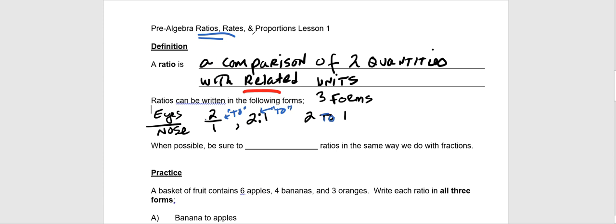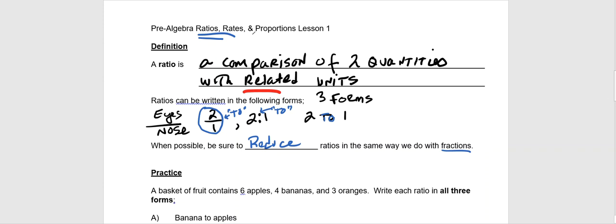The most common way is probably in fraction form because it allows us to more mathematically compare ratios to each other. So our default is typically going to be in fraction form. So as a result, just as we can view a ratio in fraction form, we can treat it like a fraction. So if we can, we want to make sure to reduce. You can see 2 to 1 is already reduced, but let's say it was 4 to 2. I could reduce that down to 2 to 1.